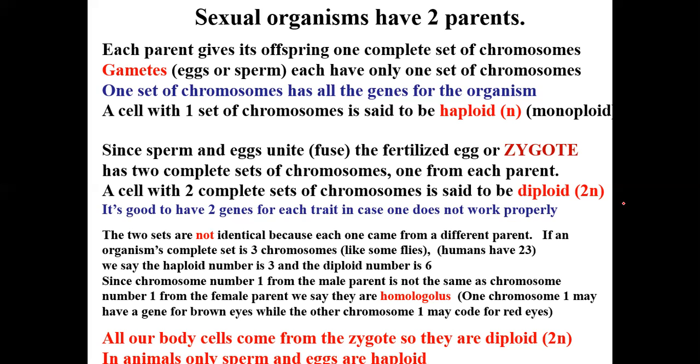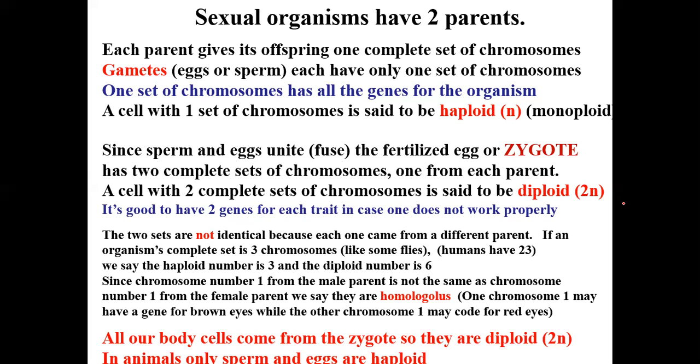It's good to have two sets of genes, because if one gene for a trait doesn't work properly, you have another one that just might. It gives you a nice backup set. So a lot of our genes may not work in our bodies properly, but since we have two sets of genes in each cell, one from the egg and one from the sperm, we might be able to back up the bad ones.